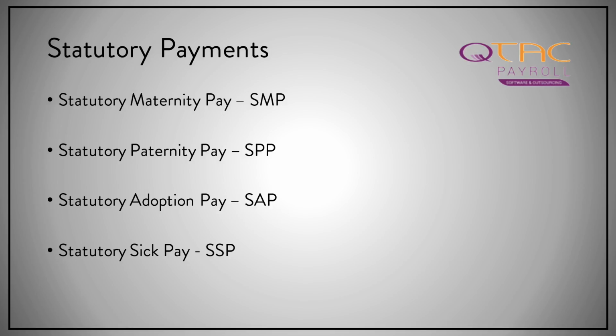Now we're going to move on to statutory payments. We've got maternity pay, adoption, did somebody say? Correct. We've got paternity pay, we've got adoption pay, and we've got sick pay. That is your 4 statutory payments that you have to pay to your employees. That's the minimum requirement.